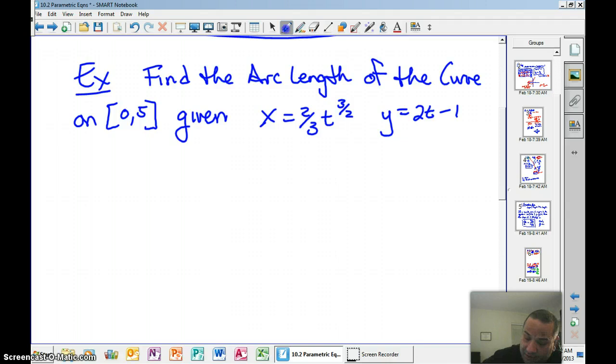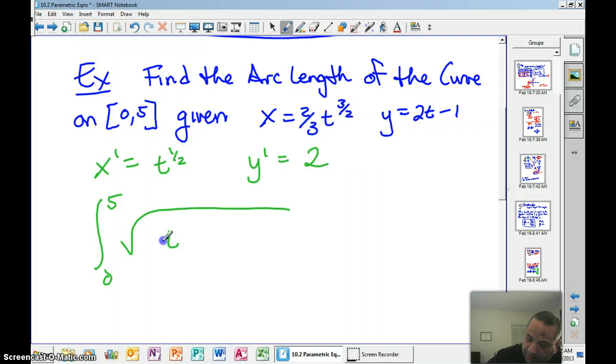So let's take the derivative with respect to x, if you will. I'll call it x prime. And that, I made it nice here. You know what I'm saying? So that looks like t to the 1/2 power. Okay? And then y prime, we take the derivative, just looks like 2. That's fantastic. Now let's put it into our equation. It wants it from 0 to 5. So we're going 0 to 5.